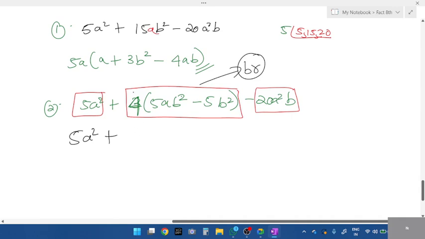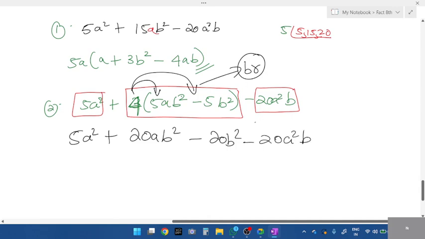When you open the bracket, what do you get? 4 5s are 20 ab square. Then multiply 4 with this, what do you get? Minus, respond all of you, minus 20 b square. Now how many terms are there? First we had three terms. Now we have four terms. How do you solve four terms? When four terms are there, you have to group into two. Very good. In the first one, what is common?